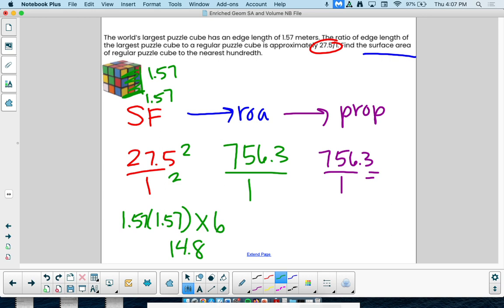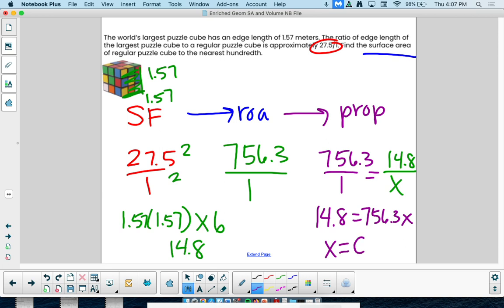14.8. So that's the surface area of the world's largest Rubik's Cube, and we're looking for the surface area of the smaller one. So again, we'll cross multiply here. We'll have 14.8 equals 756.3x. Divide out, and yes, you're going to have the small number on top. So 14.8 divided by 756.3. x is equal to 0.02 meters squared.